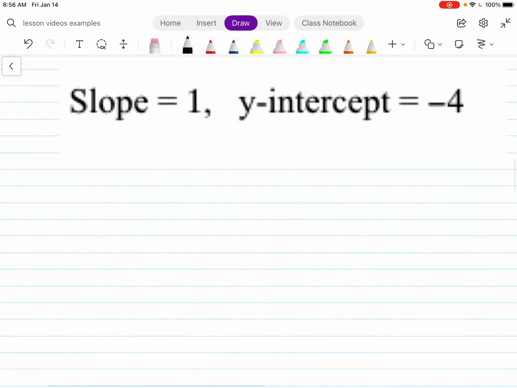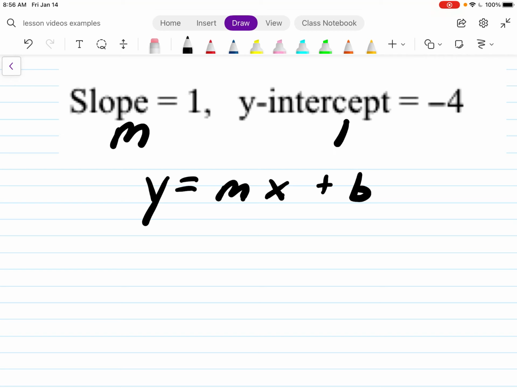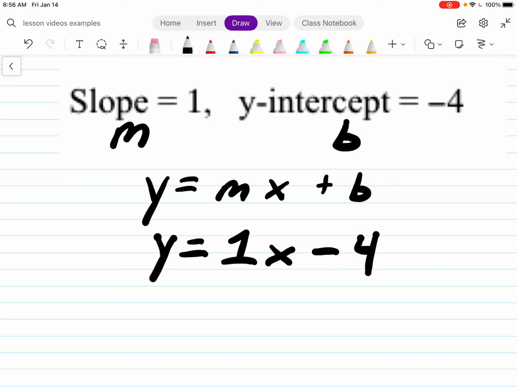Next example, we have the slope equals 1 and the y-intercept equals -4. Again, y equals mx plus b. The slope is m, the y-intercept is b. So we will have y equals, and I want you to go ahead and write this out the first time, 1x, because the slope is 1, so we'll put in the 1 for m, and the y-intercept is -4, so you'll see -4.